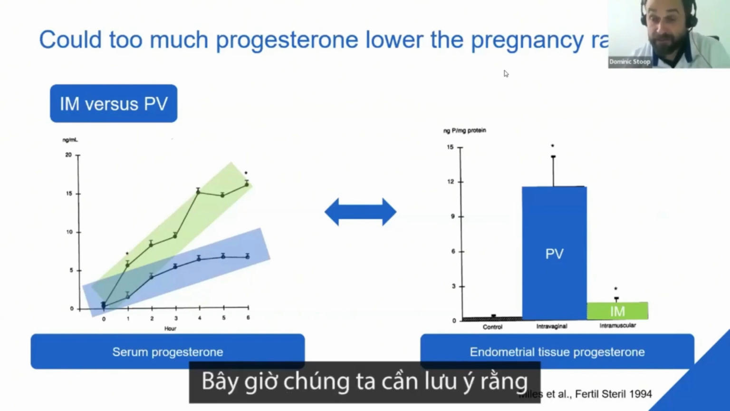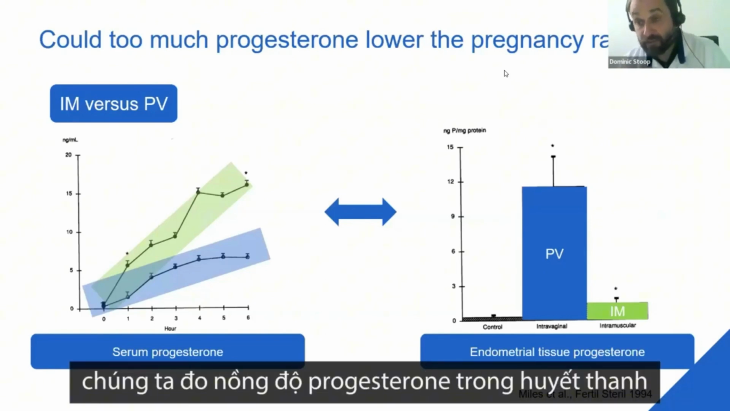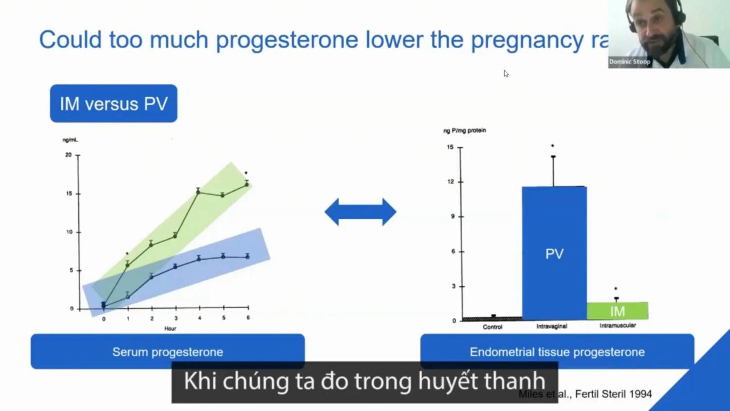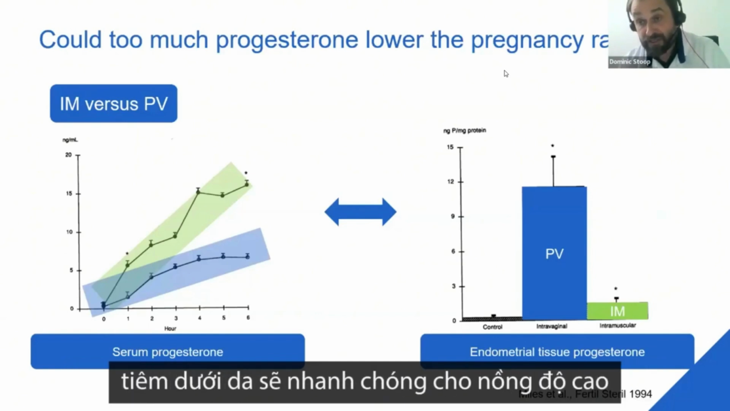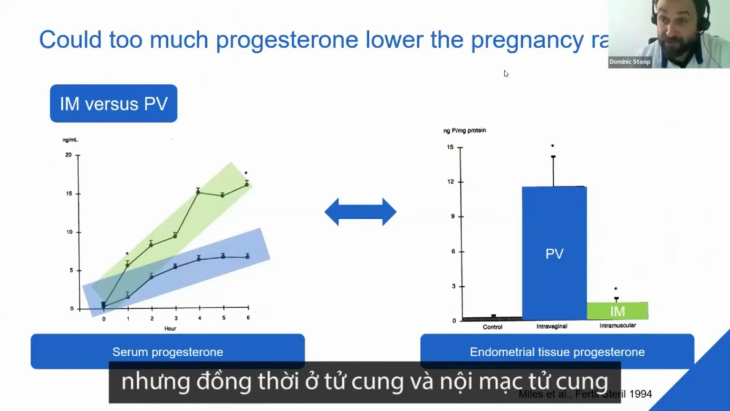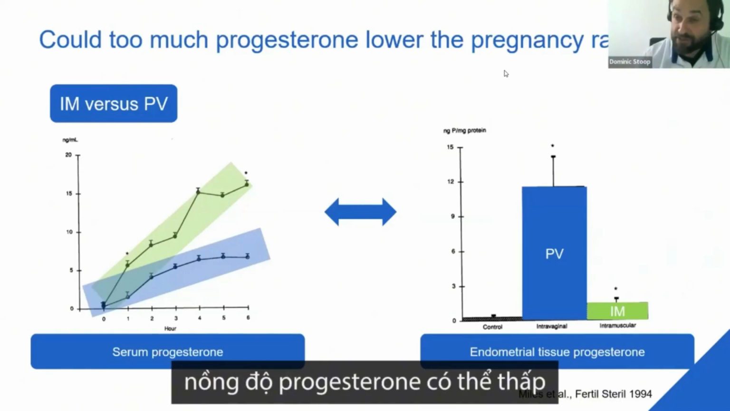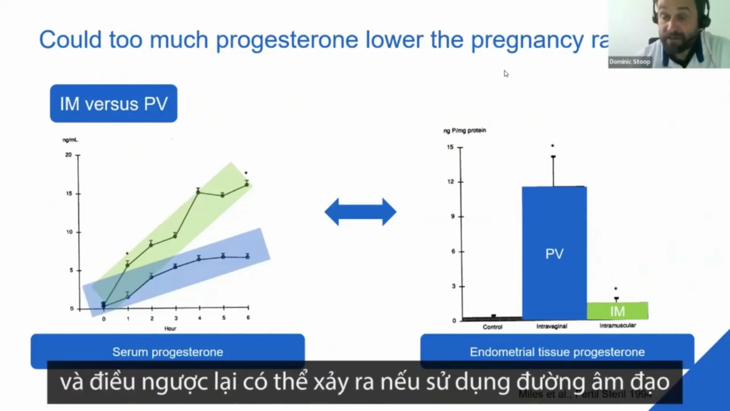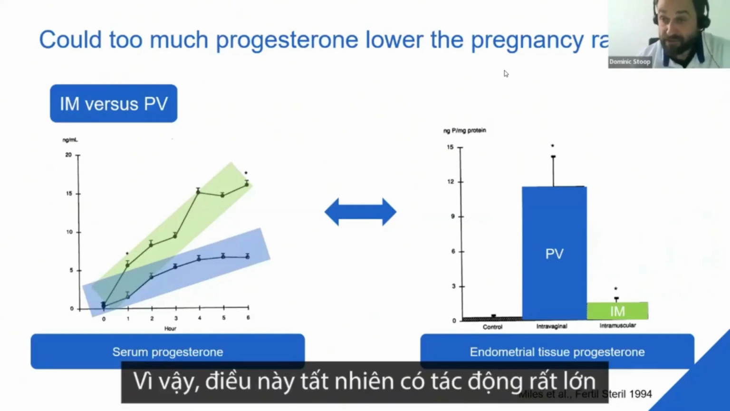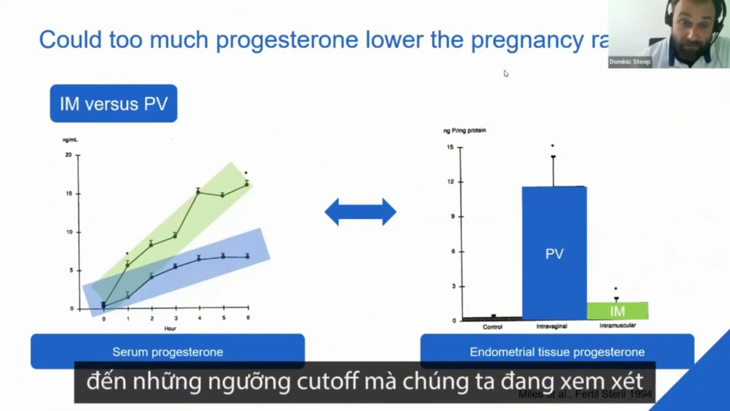So they have a completely different pattern of distribution and location in the body, of course. Now we need to be aware of the fact that we measure it in the serum. So if we measure it in the serum, then of course subcutaneous administration will quickly give a high level in the serum, but at the same time in the uterus and the endometrium, progesterone levels may be low, and the opposite could be said for the vaginal administration. So this of course has a huge impact on these cutoffs that we look at.